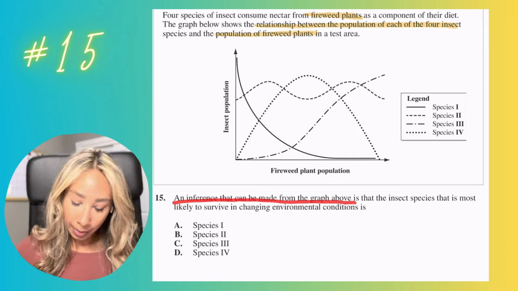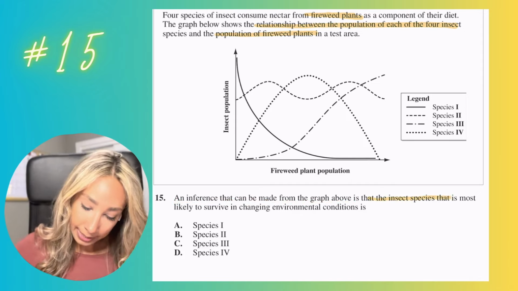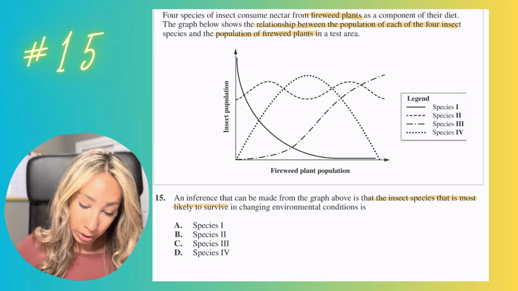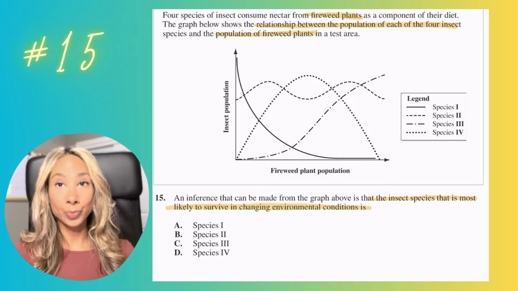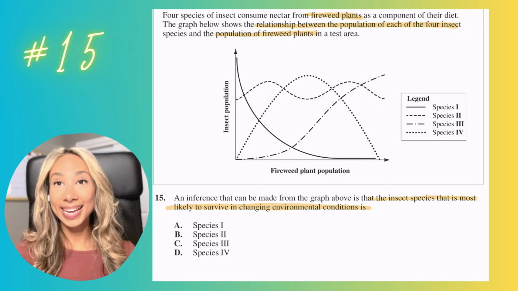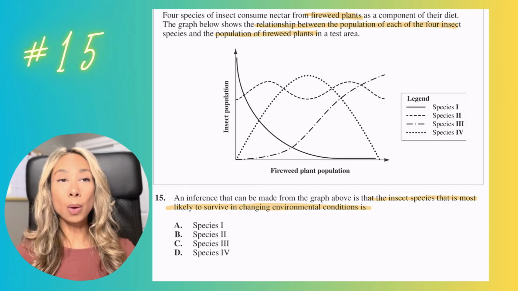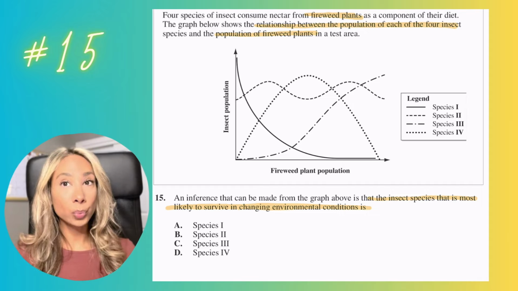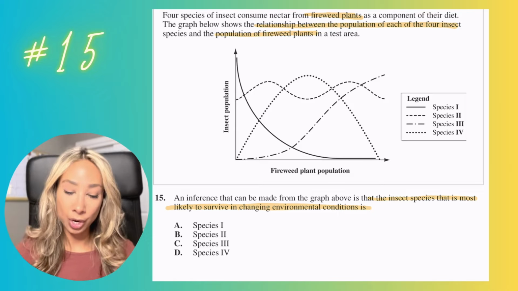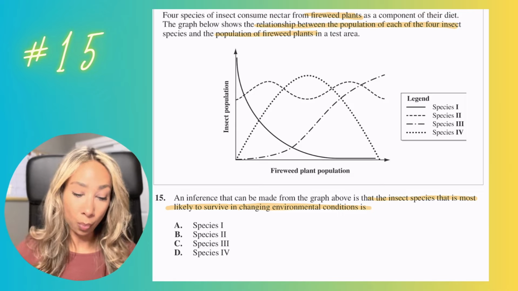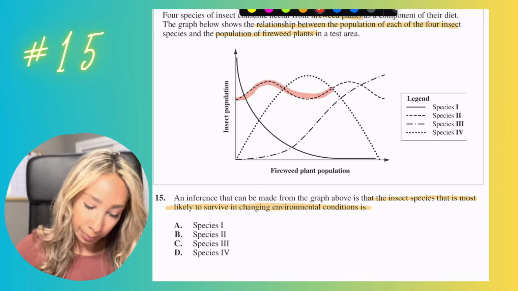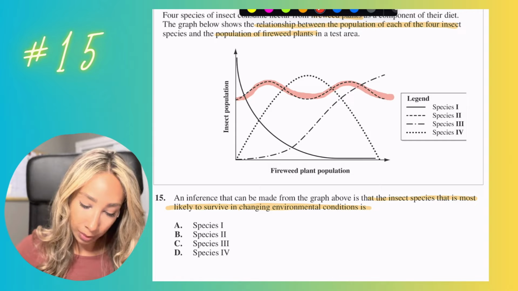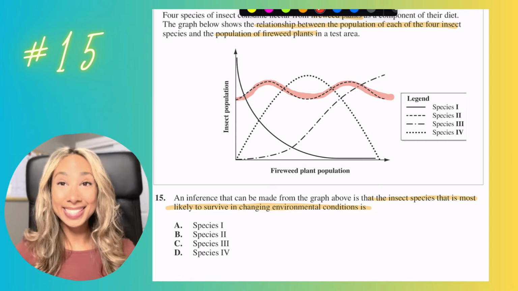An inference that can be made from the graph above is that the insect species that is most likely to survive in the changing environmental conditions. Okay, so really what it's asking kind of goes back to that question we talked about previously with the diversity of organisms. We're saying somewhere the environment changed, and we want to know which species was most likely to survive that change. Well, looking at the graph, there's really only one option, and that option is going to be this one right here. This organism has consistently, no matter what happens with other parts of the environment, it consistently survives.